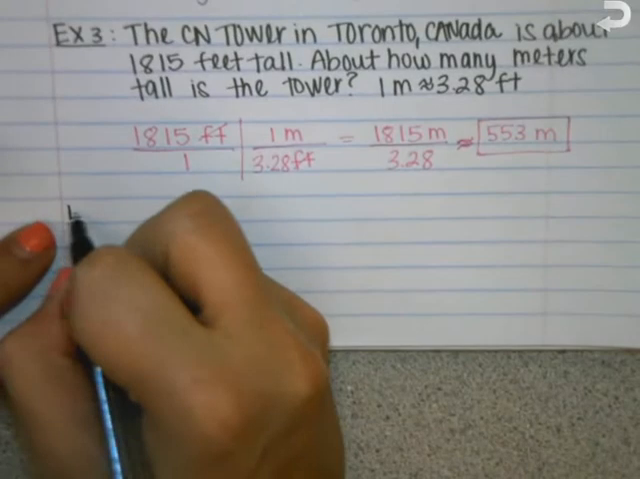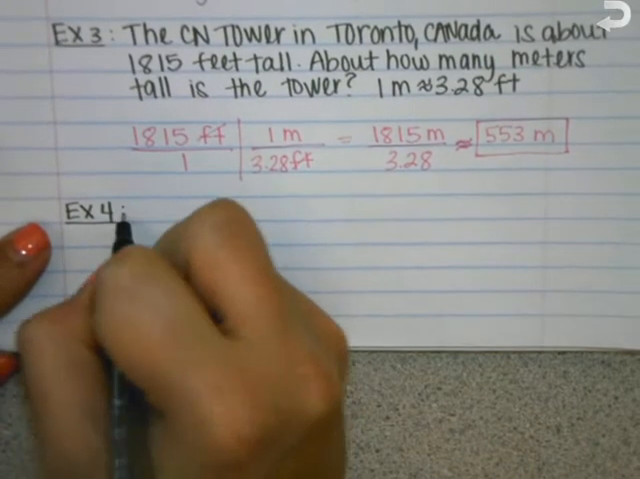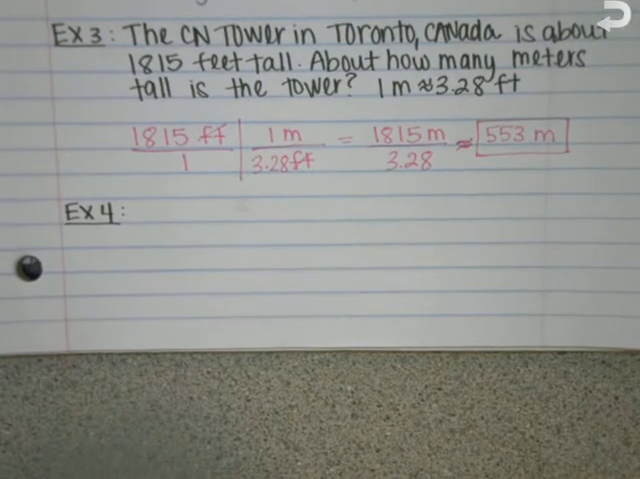Example 4. We're going to now convert rates. So this time we're going to be converting multiple things at once.